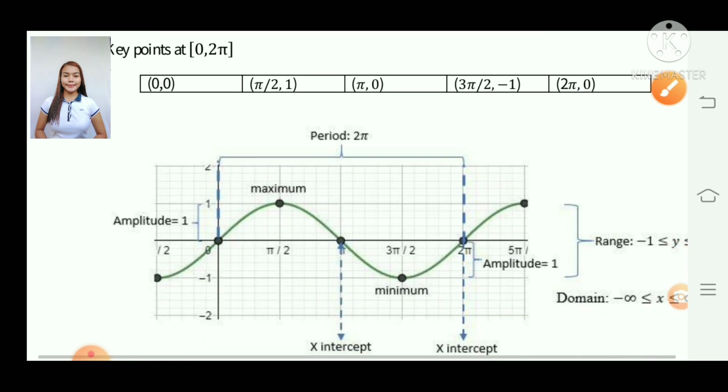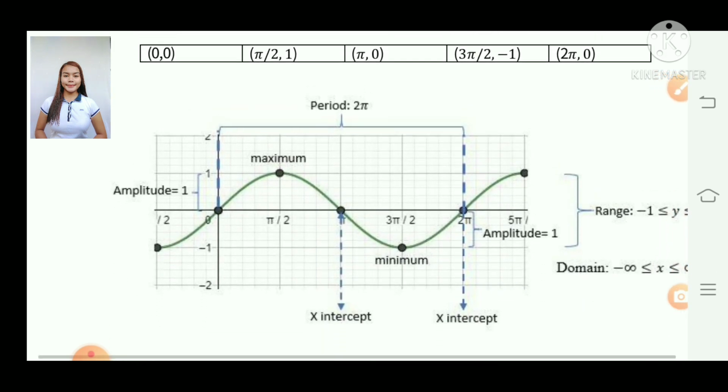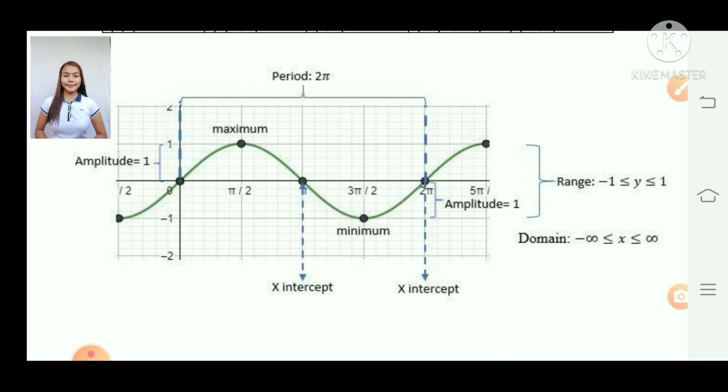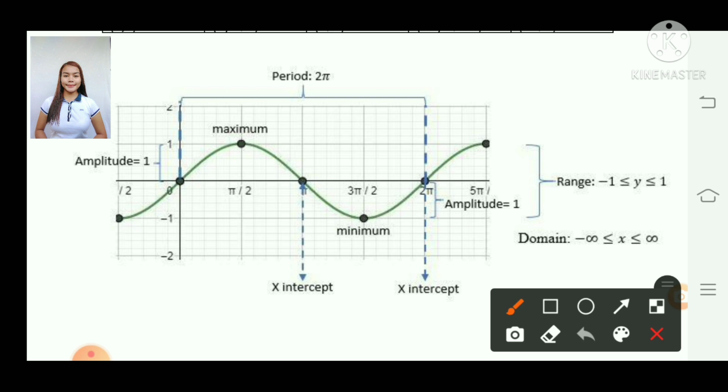To make it easy to understand, let us see the picture of the graph of the sine x. We can see that the amplitude is located here, which is 1. The amplitude is the distance from the x-axis, or the horizontal line, going to the maximum point, or going to the minimum point. So our amplitude again is positive 1.